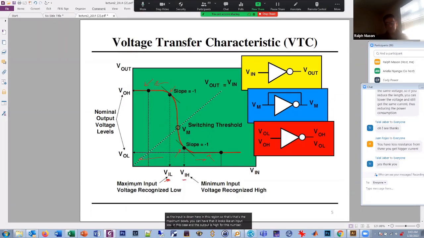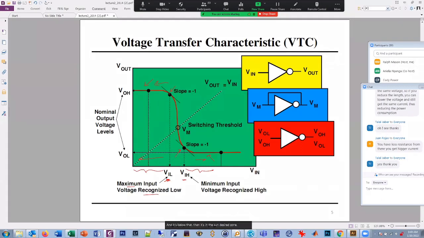So it's the maximum input which we recognize as a low voltage. Anything in here is a low voltage, and this is the maximum, because any bigger than that, you enter this undesired zone. And likewise, V input high is the minimum value that looks like a high. Anything in here from VDD all the way down to this V input high looks like an input logic high. And if it's below that, then it's in this undesired zone.